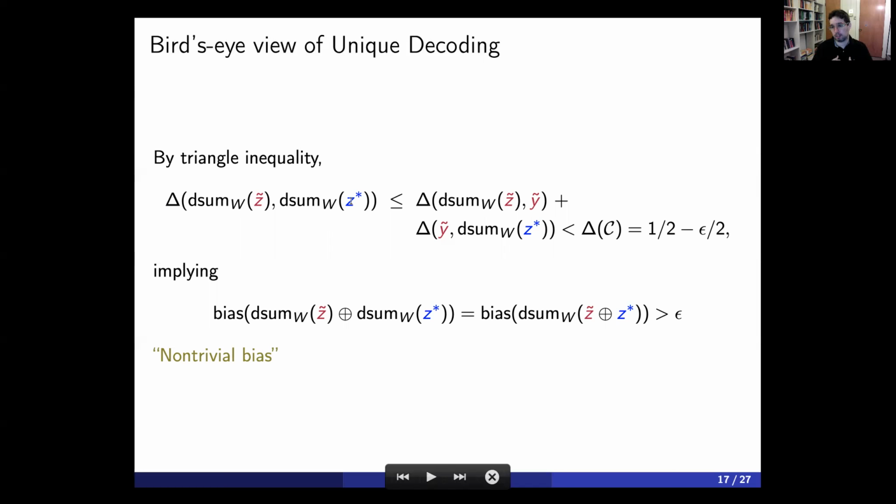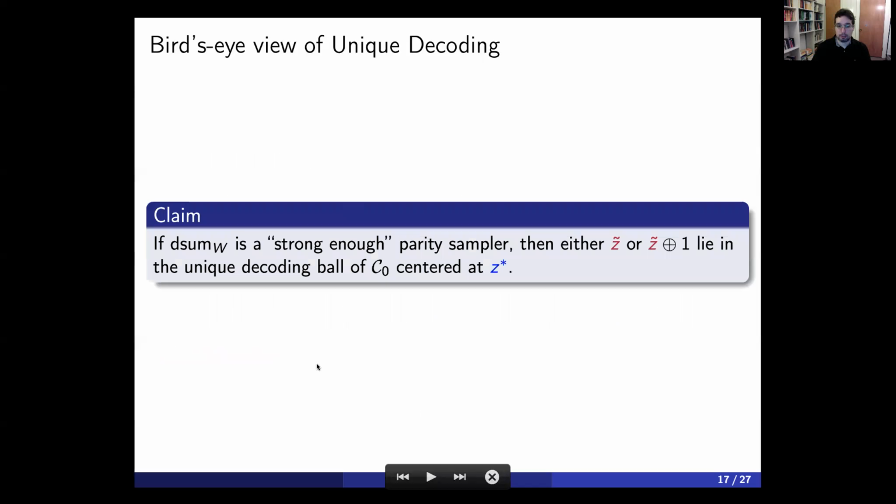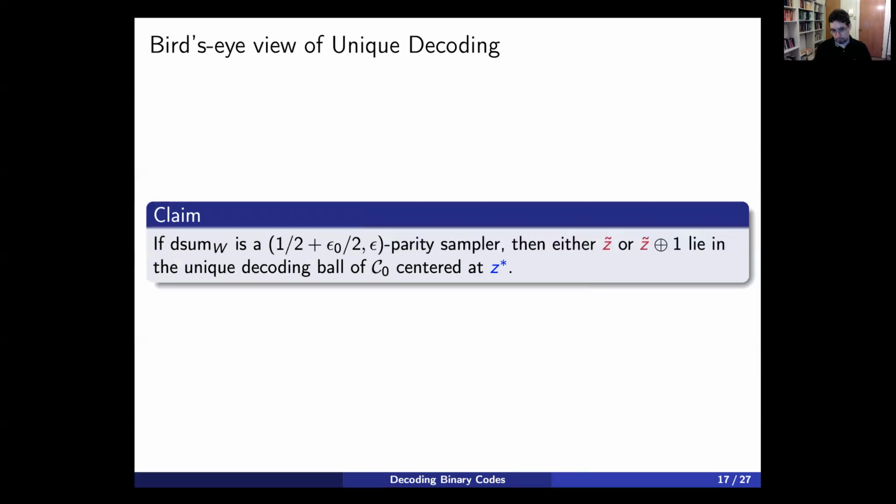So overall, we know that our approximate solution and the solution that you'd like to retrieve are close to each other, which implies that when you compute their biases, you have a non-trivial bias. And now you can use the paired sampling property, right? If the paired sampling property is strong enough, then either the solution or its complement is going to lie in the unique decoding ball of the Z star, and you will be done. If you want to plug in concrete parameters, those should suffice.